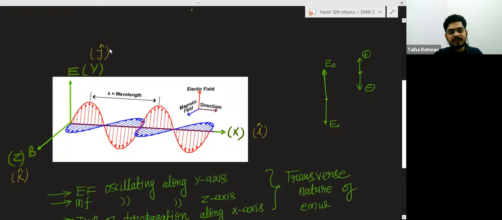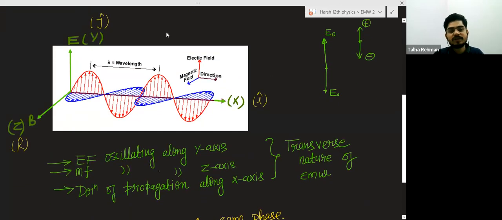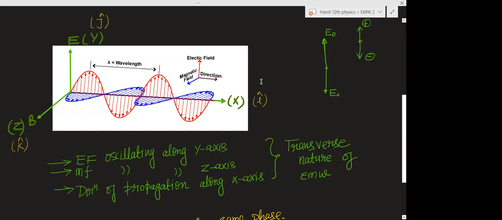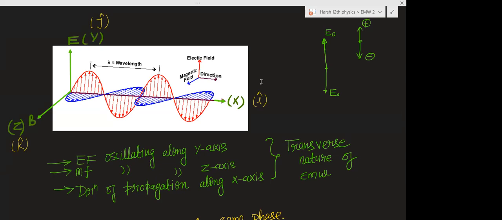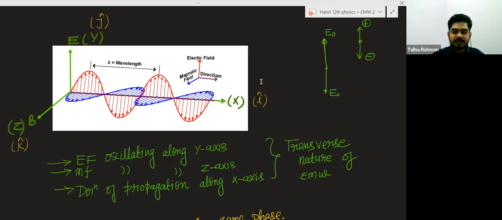This is a graphical representation and this is a very important part. You should know how the electric field and the magnetic field are behaving. Oscillation means first increasing, then decreasing, becoming 0, then increasing in the negative direction, then again decreasing, becoming 0. This is the meaning of the oscillation of the electric field and the magnetic field.